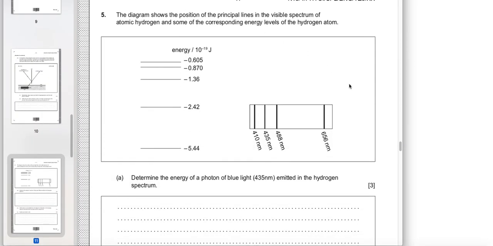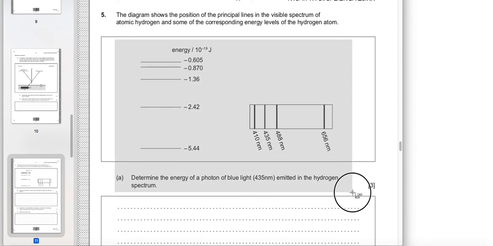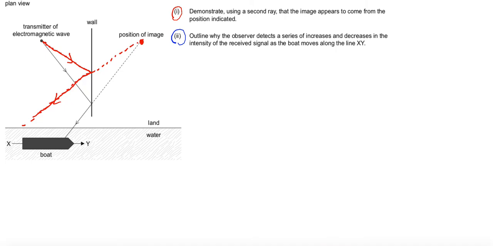Okay, exercise number 5. The diagram shows the positions of the principal lines of the visible light spectrum of atomic hydrogen, and some energy levels. Determine the energy of a photon of blue light, which has a wavelength of 435 nanometers. So let me copy this into a new slide.